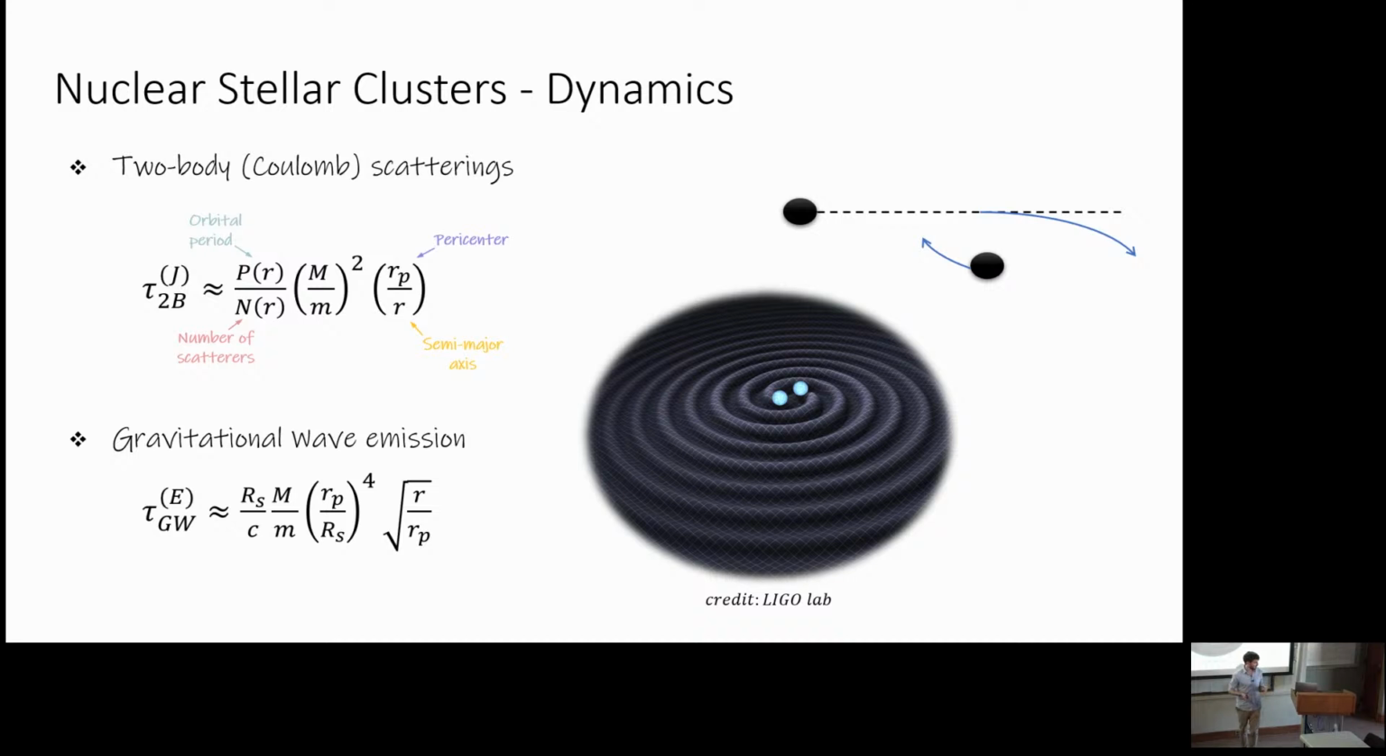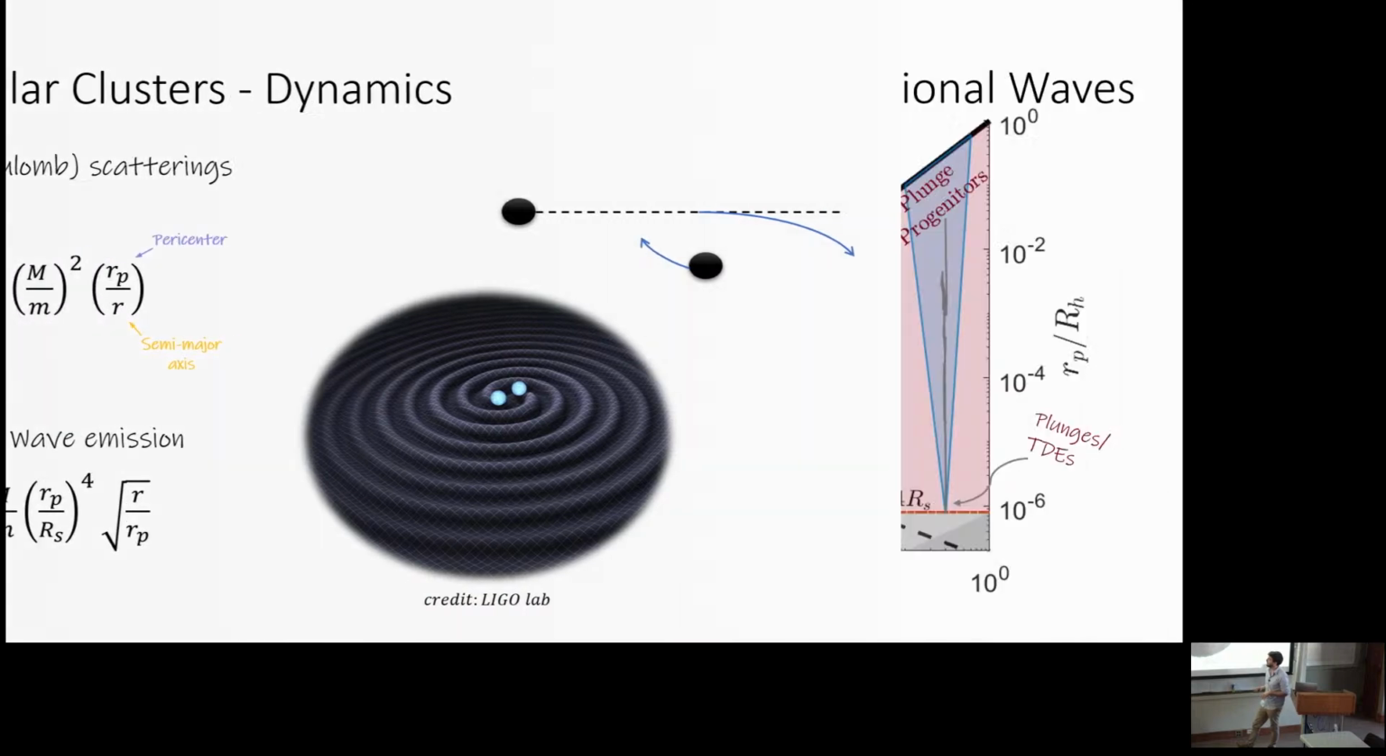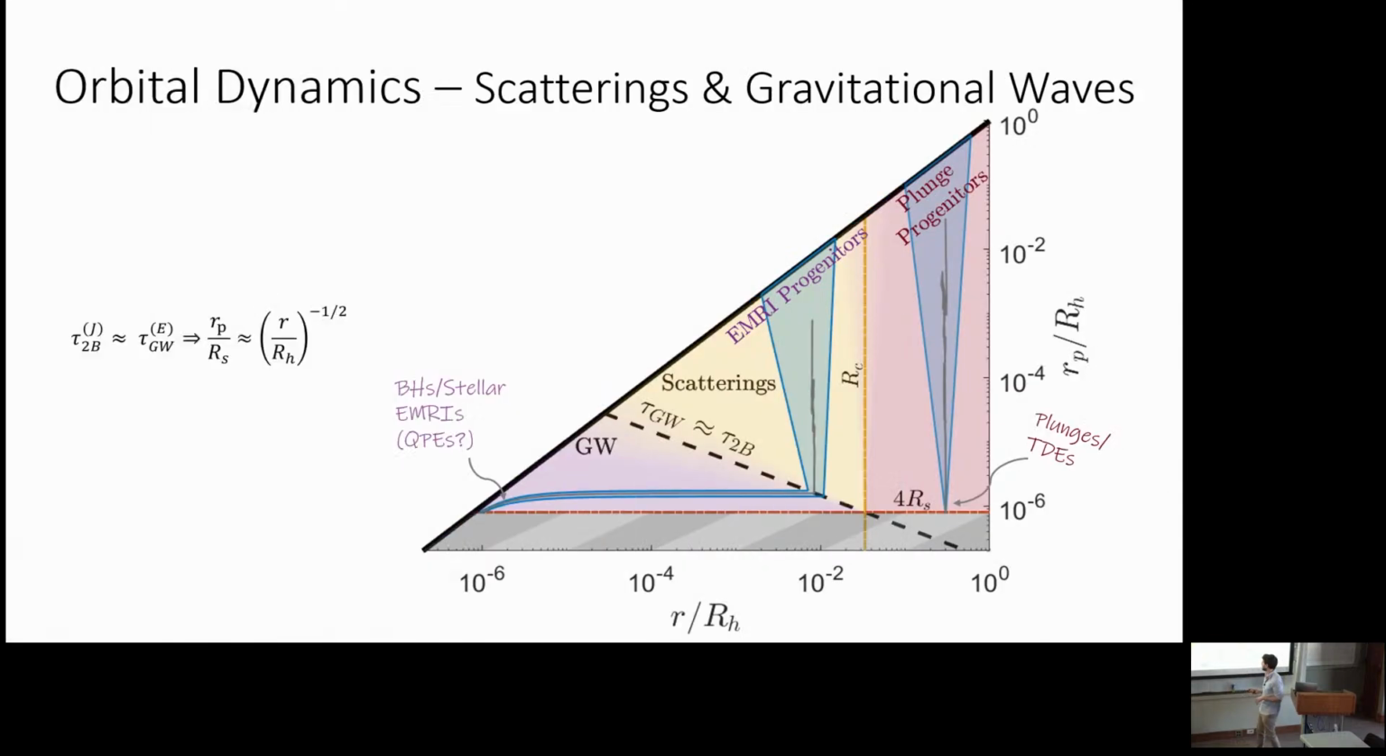Now, it's a lot of details, and I think it's very useful to visualize what's going on in a phase diagram that looks like that, and I want to go over the details here. First, the x-axis is the semi-major axis in units of the radius of influence, and the y-axis is the pericenter, again in units of the radius of influence. So it's analogous to a phase space of energy and angular momentum, but we think of it in terms of semi-major axis and pericenter. And it's triangular because by definition the periapse is always smaller than the semi-major axis. So that's the big picture.